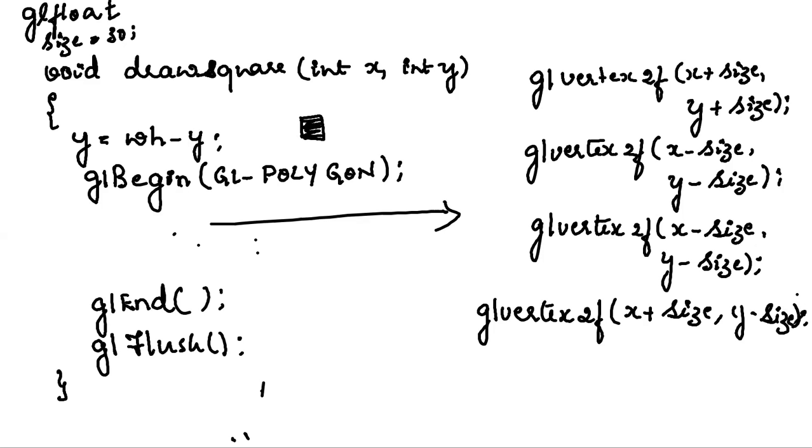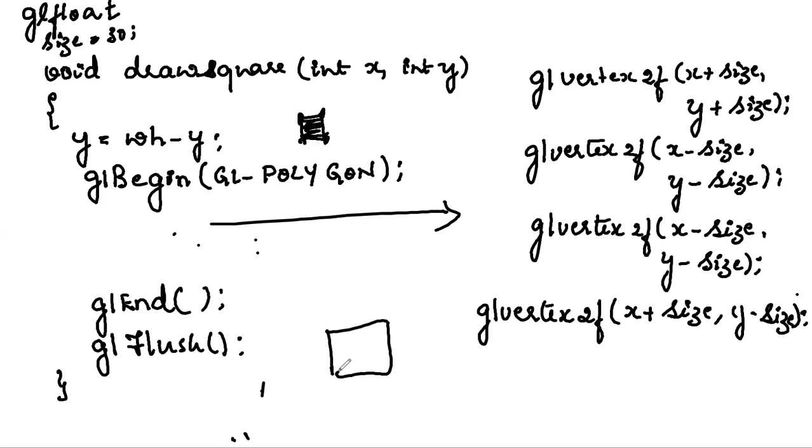All 4 are of the type where we are defining the vertices for the square or the polygon that we are generating. If you can see, we have 4 vertices. So we have written 4 times GL vertex 2f, floating point values. Here I've taken x plus size, where I've already defined size as float type, and I've set the size to 30. As I said, it is up to you to decide the size of the object that you are trying to draw.